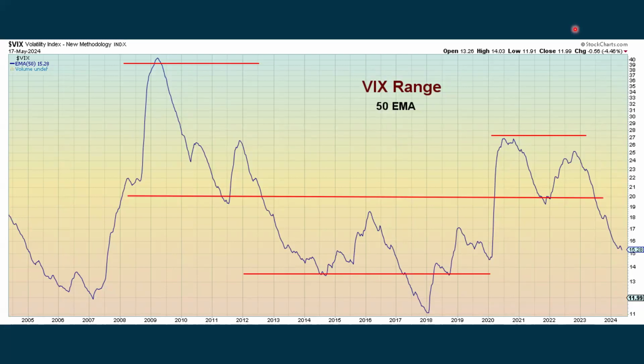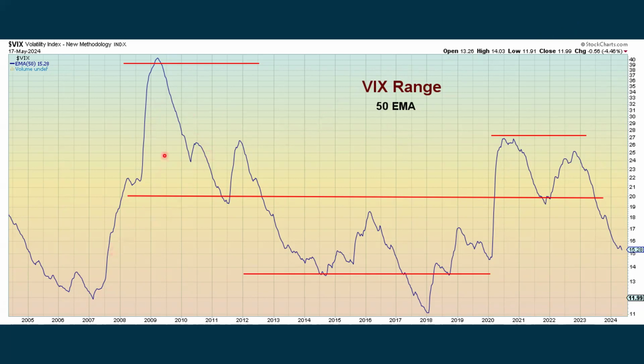When the VIX was first created, the idea was that when we get to 12 or below to the downside, that means there's no fear in the market, and 20 to the upside, that means there's a lot of fear in the market. Well, the VIX is more dynamic than that as the stock market has changed over the years, and this 50-period exponential moving average helps us to determine the longer-term range of the VIX itself.